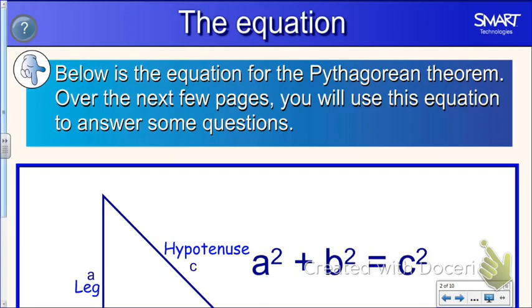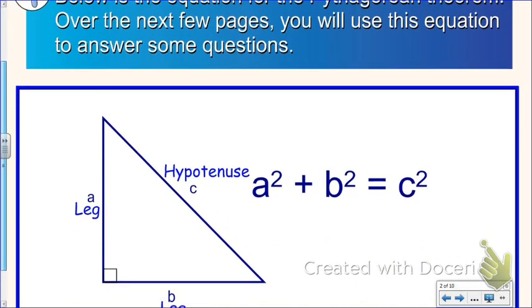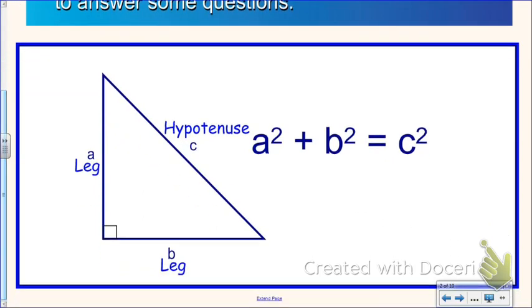Okay, the formula for Pythagorean Theorem is a squared plus b squared equals c squared. The important thing to remember about a squared plus b squared equals c squared is that the c is always the hypotenuse. And remember, the hypotenuse is the long side of a right triangle. And the a and the b are the legs of the right triangle.